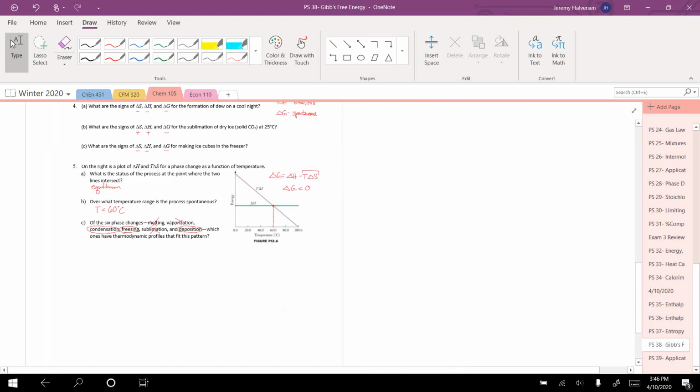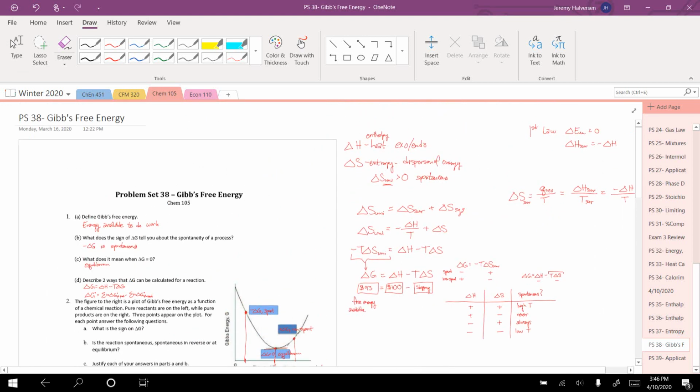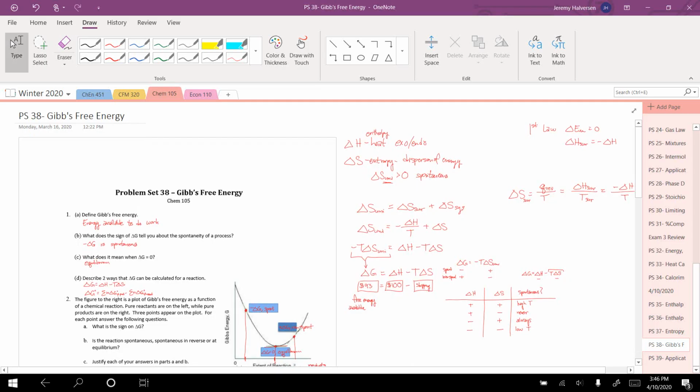All right, so that's delta G, kind of a conceptual introduction. Hopefully that helps. Problem set 39, we're going to be doing applications, and that's when really the math is going to come into play.